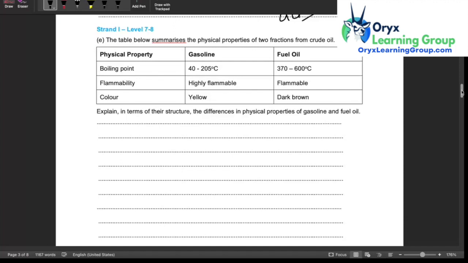Okay. So, see, please read the question carefully. What does it say? It says explain in terms of their structure. So what you said just now is describing whatever is already given here. Understand? So you have to explain in terms of their structure. Structure is the main part, you will get the marks based on what you write about the structure. So now I want to describe the structure of these two mixtures. So gasoline and fuel oil, how they are different in terms of their structure.